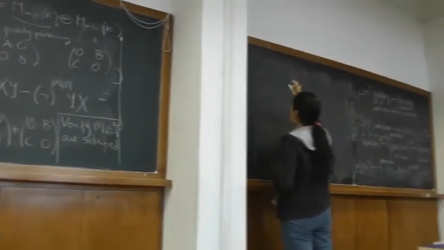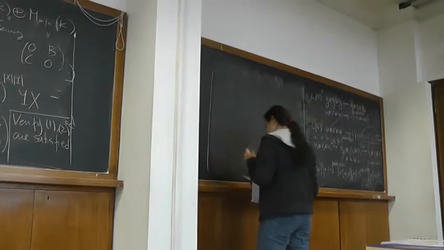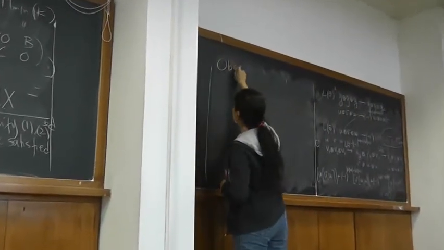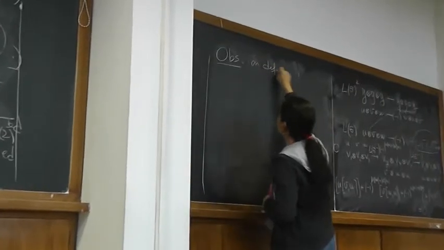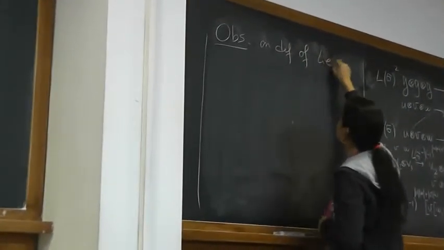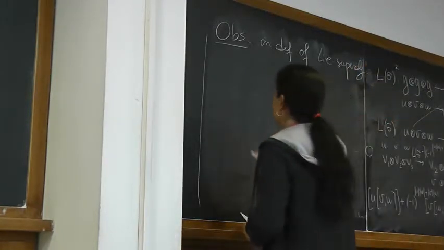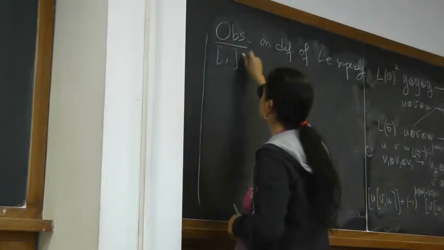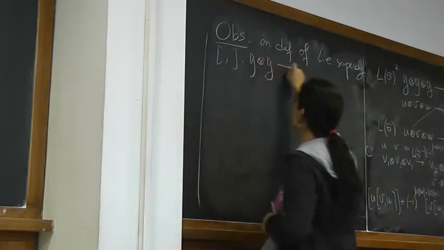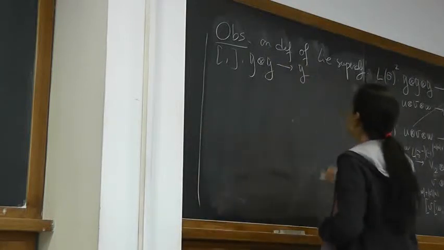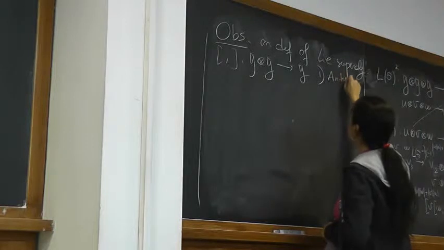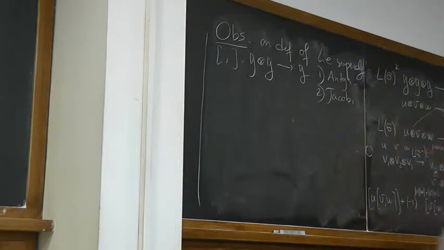Okay, so let me make an observation on the definition of Lie superalgebra. I have this bracket which has the two properties, the anti-symmetry and the Jacobi identity. But there are some very simple but yet very important observations to make.